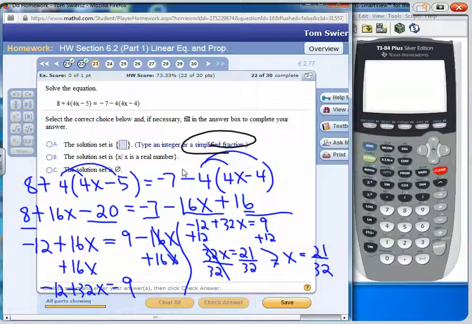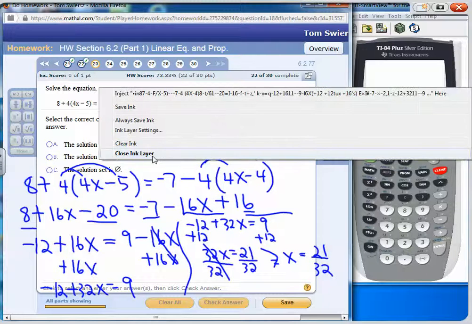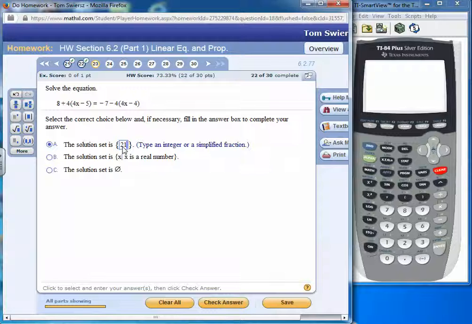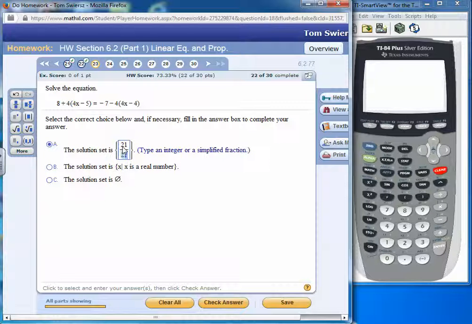Let's go ahead and put that in. So in this case, it is one answer. So we're back to the solution set. We pick A, and you simply put in the answer. In this case, they want a fraction, which was 21 over 32, and that is indeed the correct answer.